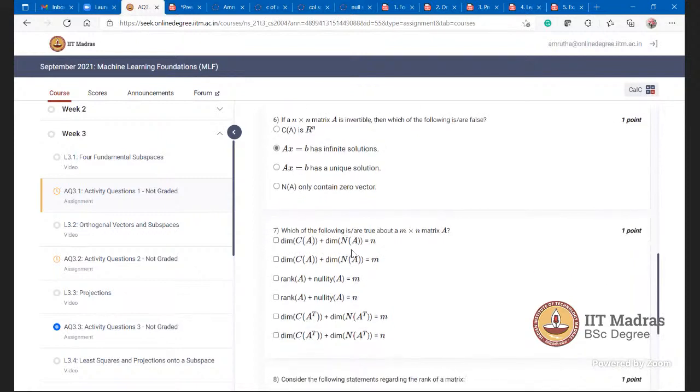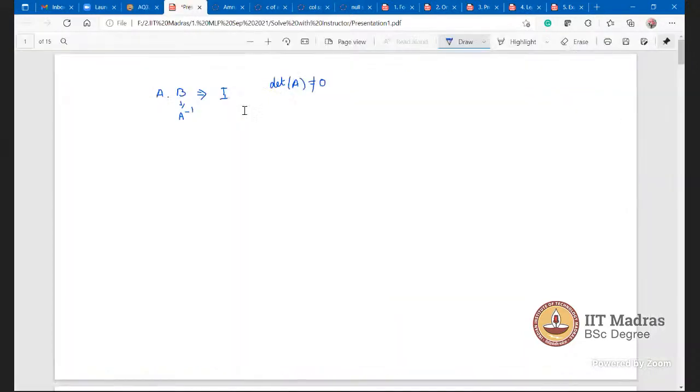Okay. So which of the following is true about an m cross n matrix A? Let me write here. If a matrix A has size m cross n, which means there are m rows and n columns, right? Therefore, the rows should be in R^n, that is, in an n-dimensional space.